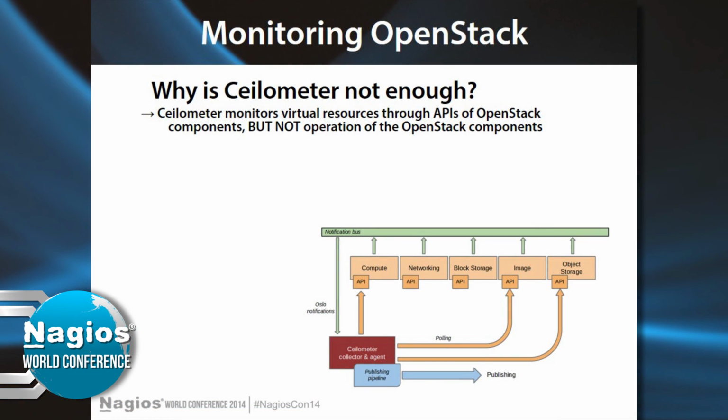Why is this Ceilometer component not enough to monitor your Openstack environment? Why do we use Nagios in addition to this Ceilometer component? Well, Ceilometer monitors the virtual resources through the APIs, but not the operation of these APIs. So if these components fail, Ceilometer won't collect any data. So that's why we have to use Nagios in addition to Ceilometer in order to correctly monitor the Openstack environment.